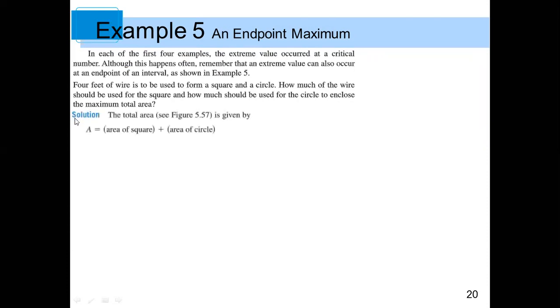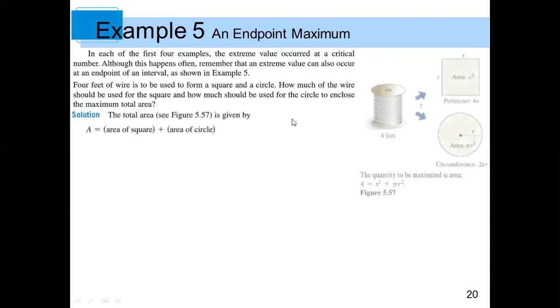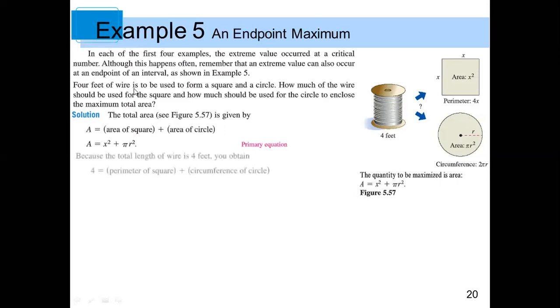All right, so the total area is the area of the square plus the area of the circle. The area of the square is x squared, and the area of the circle is pi r squared. I also know that I have how much wire? 4 feet to enclose those shapes, which would imply perimeter. So the perimeter of the square is 4x, and the perimeter of the circle is also known as the circumference, which is 2 pi r. So 4 equals 4x plus 2 pi r.